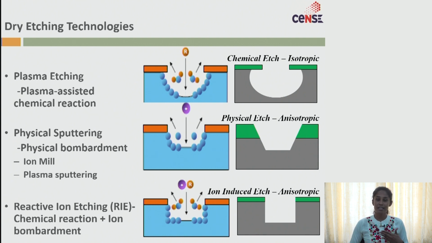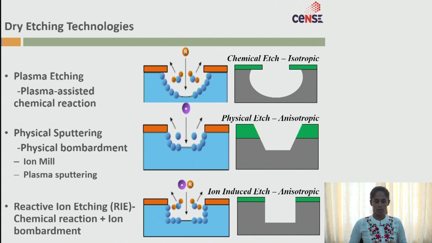The next thing is physical sputtering. Here we don't have any radicals, we have only ions. These ions are responsible for the physical bombardment. Examples of techniques we have nowadays are ion milling and plasma sputtering. Here the substrate damage is more, and you will get an anisotropic profile, but you are not able to control the angle or profile here because the ions are responsible for your physical etching.